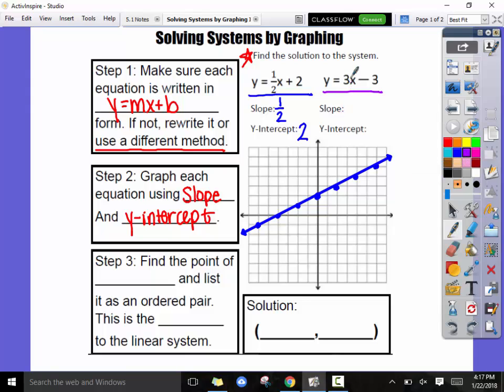Then you need to graph the other equation. In the other equation, the slope is 3, which remember is really 3/1, and the y-intercept is negative 3. On the same graph, you're going to graph another line. On the y-axis, plot the y-intercept down at negative 3, and my slope is rise 3, run 1. Rise 3, run 1. I'm going to go backwards as well. Then I'm going to draw my line.